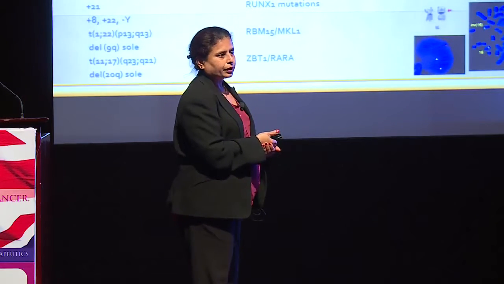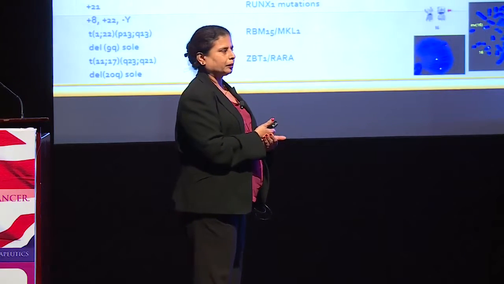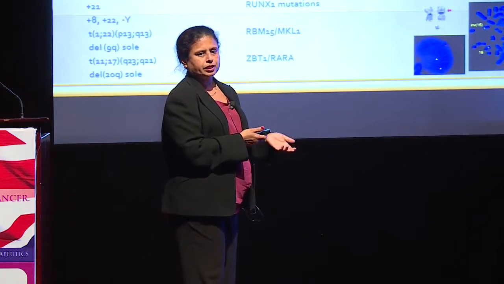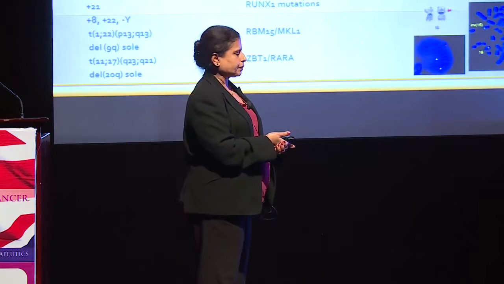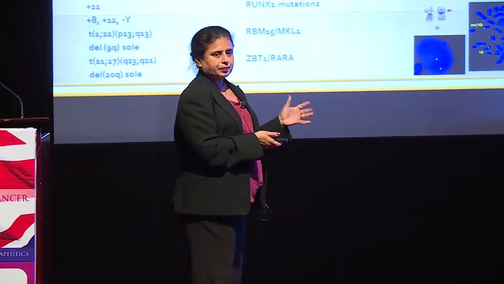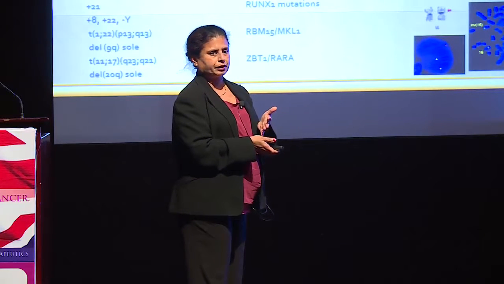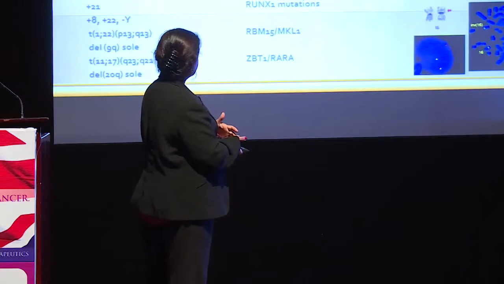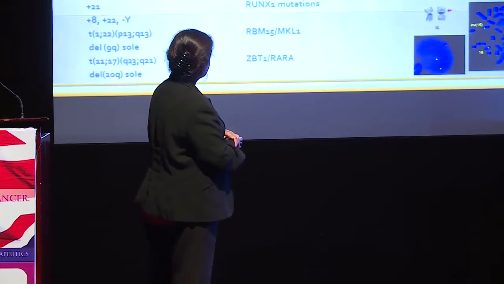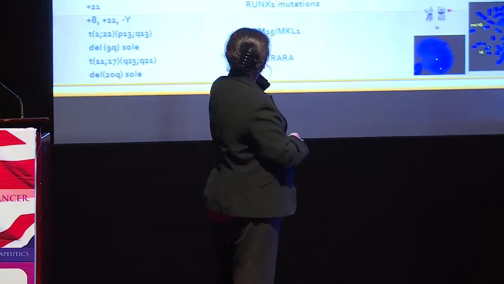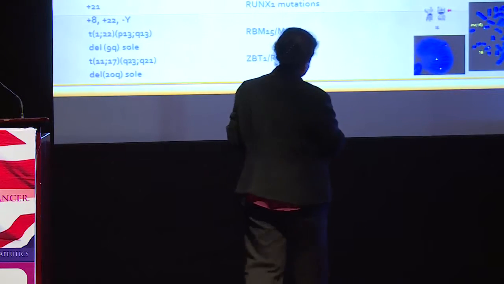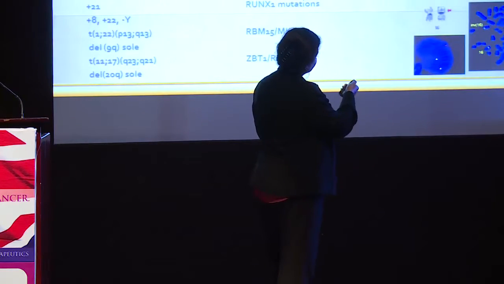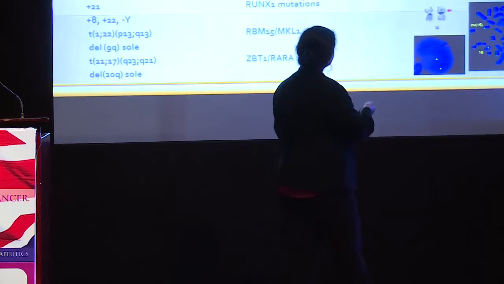In AML, the cytogenetic abnormalities are very aligned to the morphology. But the most recent WHO classification of hematological malignancies is based on the genetics of the disease. Translocations that confer a favorable prognosis include the 8;21 translocation, as shown over there, the 15;17 translocation, and the inversion 16. And the FISH patterns are also shown there.